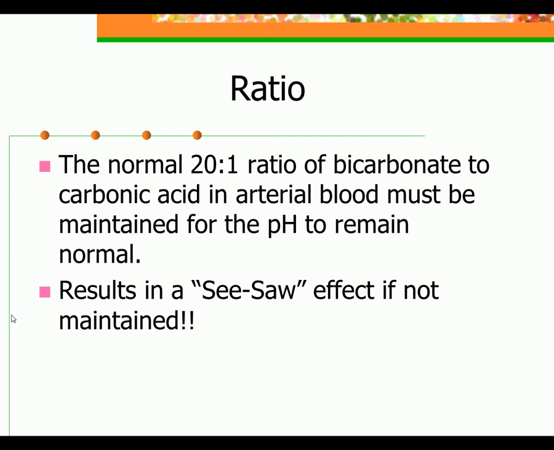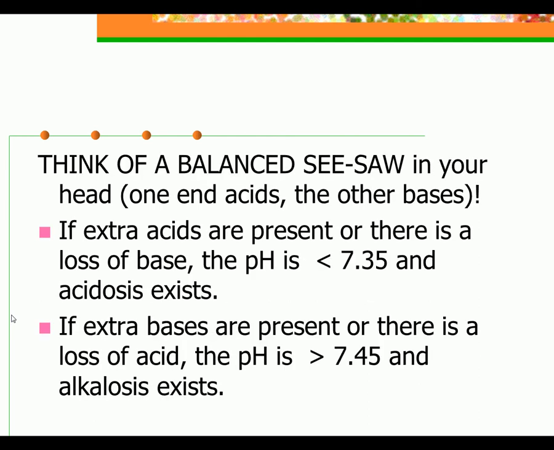Because if you look at the scales, it tells you 1 part carbonic acid from the lungs is equal to 20 parts of bicarbonate from the kidneys to make the scale balanced, so that it stays in the normal area of 7.35 to 7.45. So let's think of this balance kind of like a seesaw too in your head. One end's acid and the other end's base, okay?